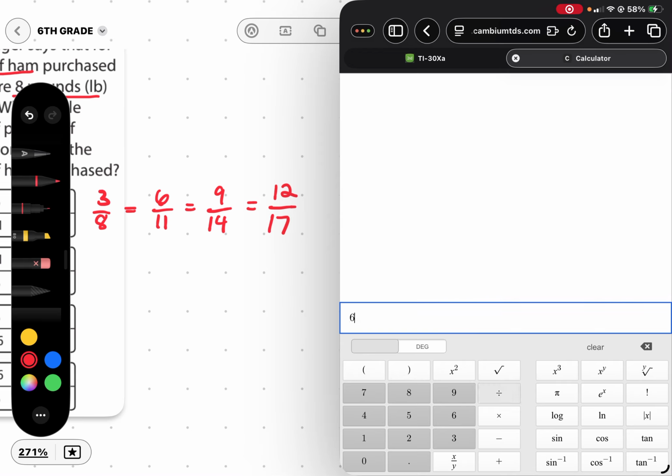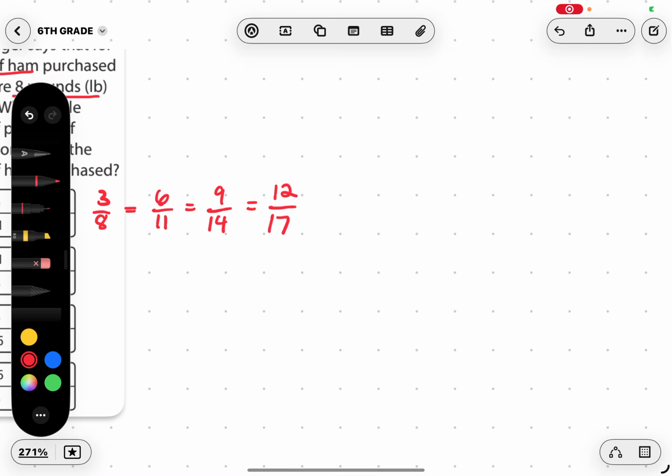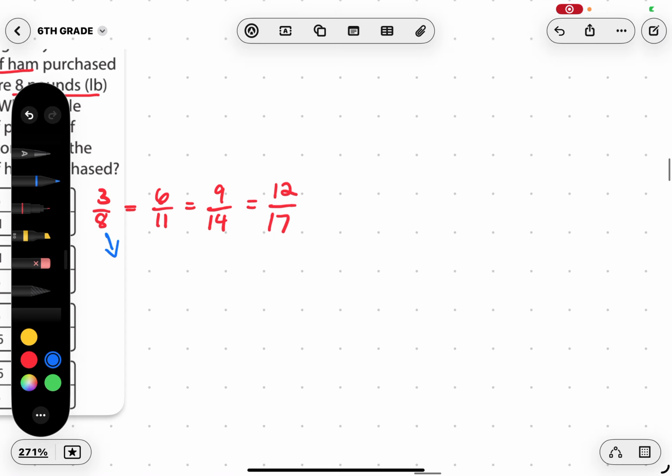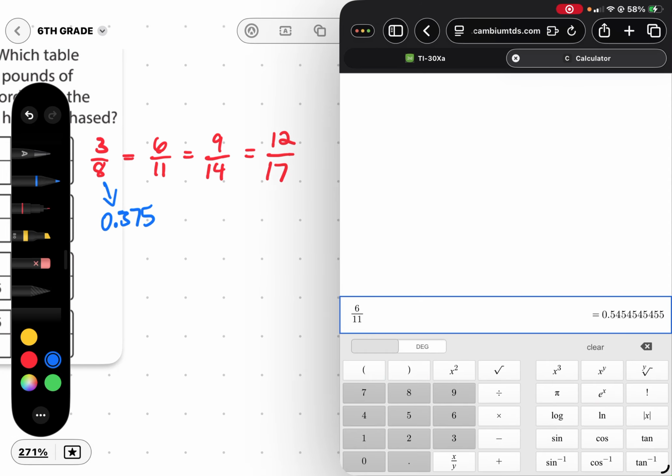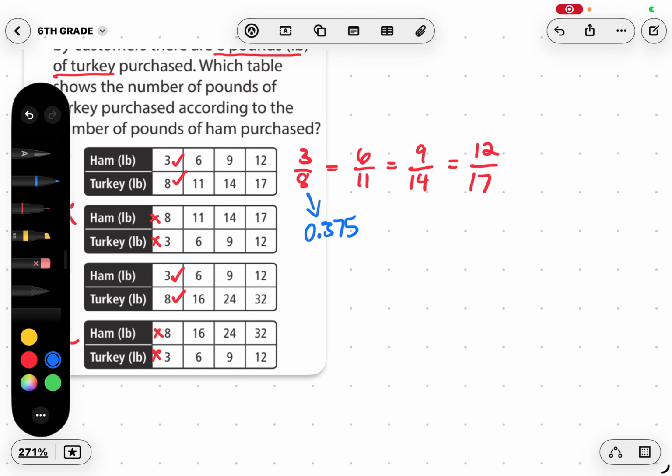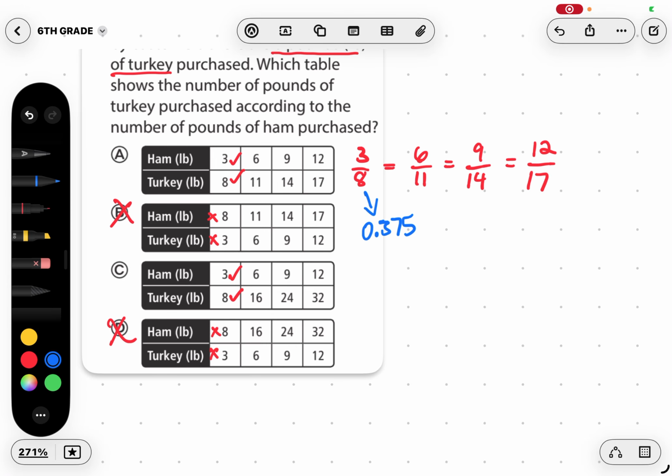So when I do 6 divided by 11, that doesn't equal 0.375. And let me write that down. So that equals 0.375. Now when we do it in a calculator, the next one doesn't equal that. If we do 9 divided by 14, that doesn't equal it. And 12 divided by 17 doesn't equal it, okay? So just based on that part, we know that A would not be correct, okay? That's one way of doing it.